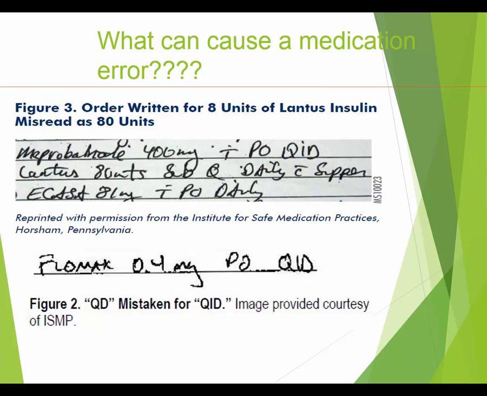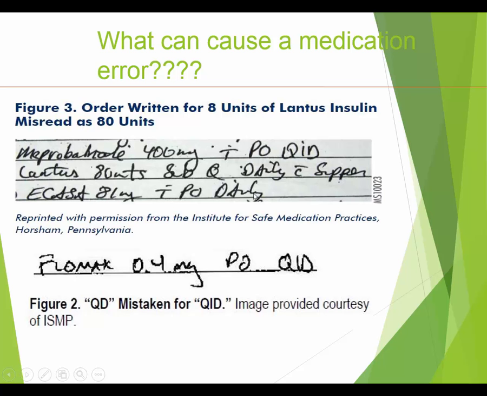What else can cause a medication error? Well, this medication says meprobamate 400 milligrams, 1 PO QID. This means this medication, 400 milligrams, one tablet by mouth, four times a day. Lantus, 80 units. I think that's supposed to be sub-Q daily with supper. Enteric-coated aspirin, 81 milligrams, one by mouth daily.